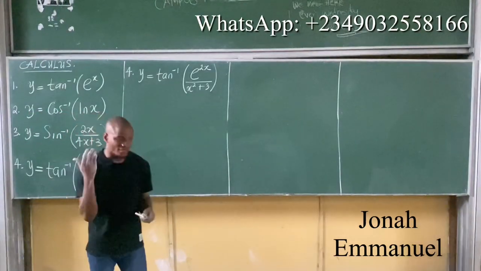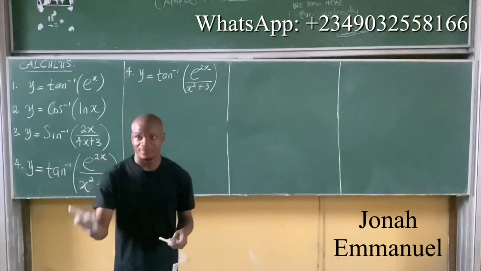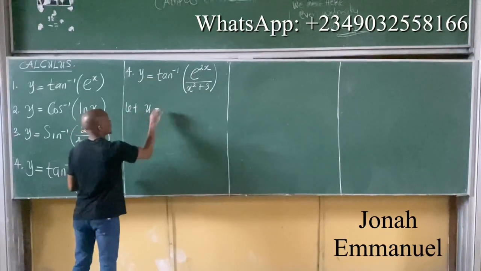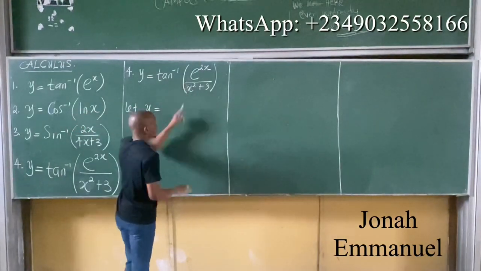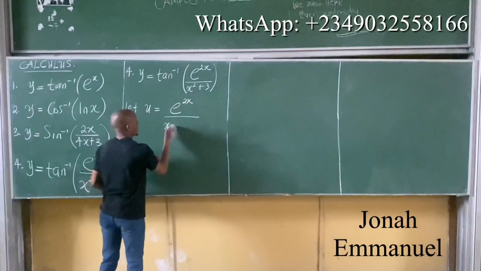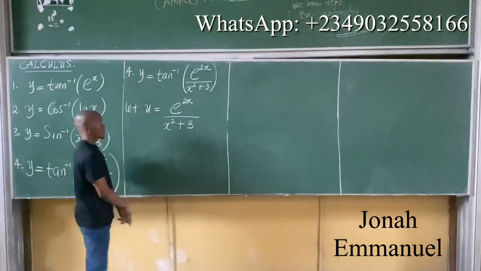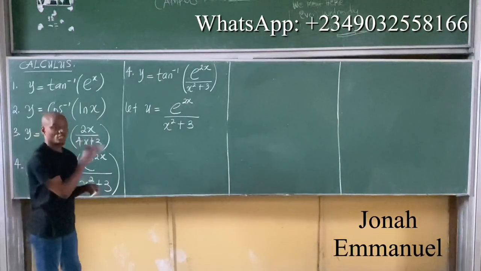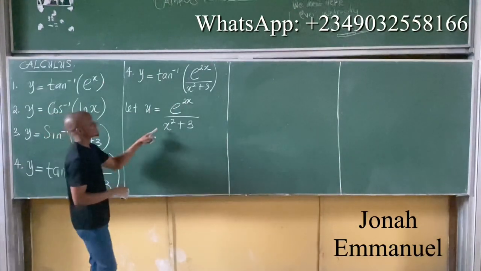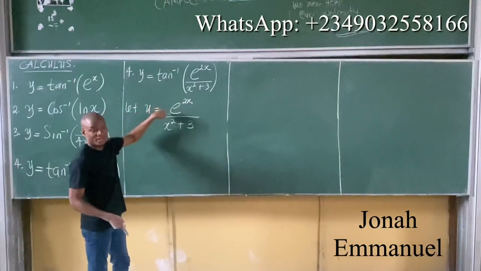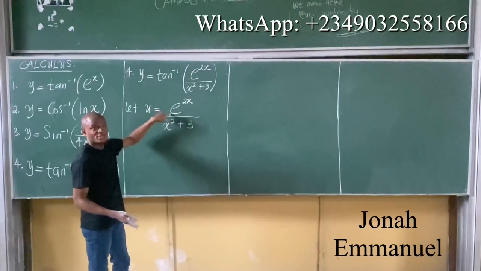The idea remains the same. Listen, the idea remains the same. So for this, we say let u be equal to the term in the bracket, that's exponential 2x all over x squared plus 3. If we call this u, our next task was to find du over dx. In this case, I'm having u as this. If I'm to find du over dx here, which method is suitable? Quotient rule. Why quotient rule? They are dividing.